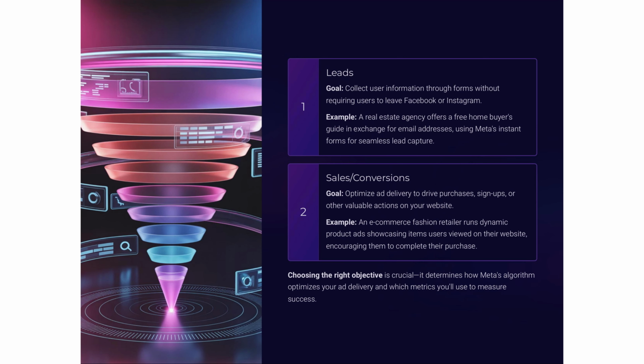Leads focus on gathering user data through forms on Facebook or Instagram, like a real estate agency offering a home buyer's guide for email addresses. Sales conversions aim to drive actions like purchases, using dynamic ads to remind users of items they viewed. Selecting the right objective is vital for optimizing ad delivery and measuring success.